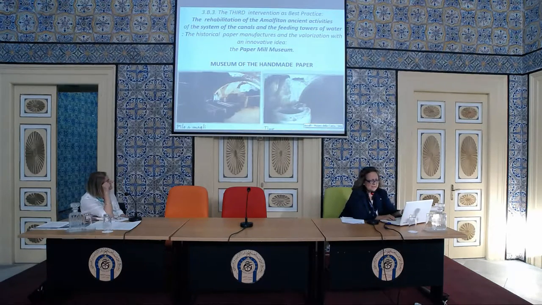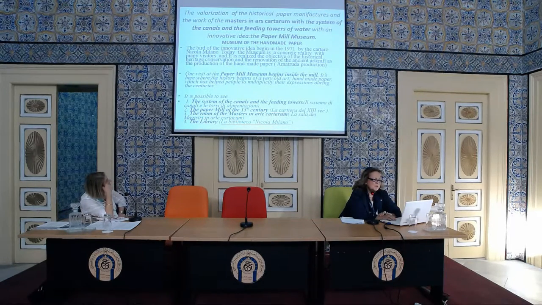This is the last important action: the management plan of the Costa is a best practice. The rehabilitation of the ancient Amalfitana activity of the system of the canals and the feeding towers of water, the historical paper manufacture, and the valorization with an innovative idea, the paper mill museum, the museum of handmade paper. The valorization of the historical paper manufacture and the work of the masters in Ars Cartarum, with the system of the canals and the feeding towers of water, with an innovative idea: the Museum of the Handmade Paper.